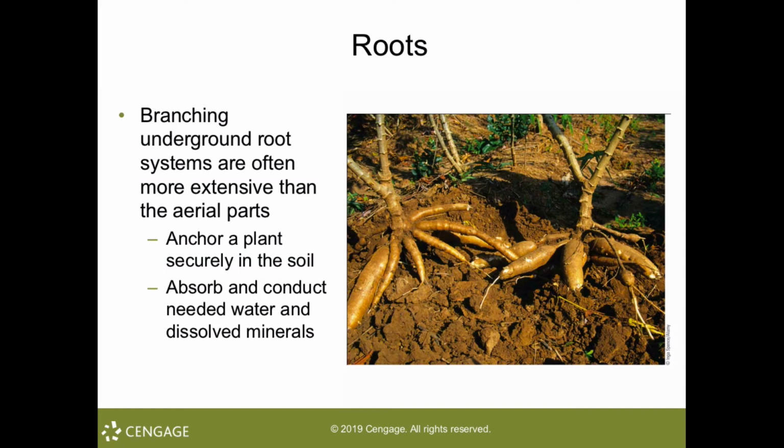Let us begin. Roots. They are branching underground root systems, and they are often more extensive than the plant's aerial parts. In other words, you might see a plant that is approximately 4 to 5 inches above the ground. However, its roots may extend as far as 8, 9, or even 1 foot beneath the ground. Roots of a corn plant, for example, may grow to a depth of about 8 feet and spread outward up to 4 feet from the stem.